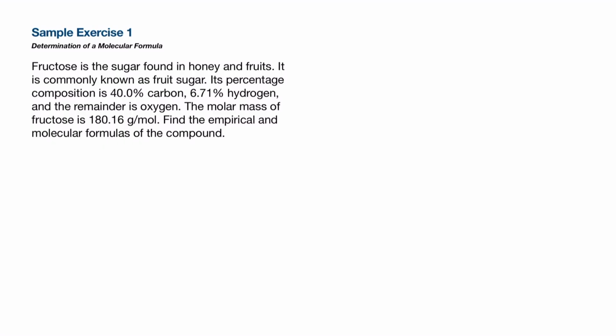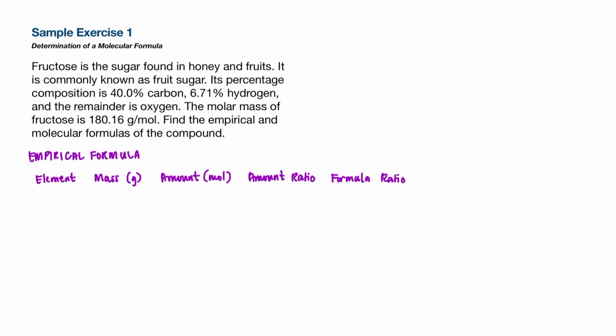So to solve this problem, we will start by finding the empirical formula of the compound. Let's first list down the elements present in the compound. We have carbon, we also have hydrogen, and we have oxygen. The masses of each element are given by its percentage. So therefore, we must assume that we have 100 grams of the compound. So in 100 grams of the fructose, 40% is carbon. Thus, the mass is also 40 grams.